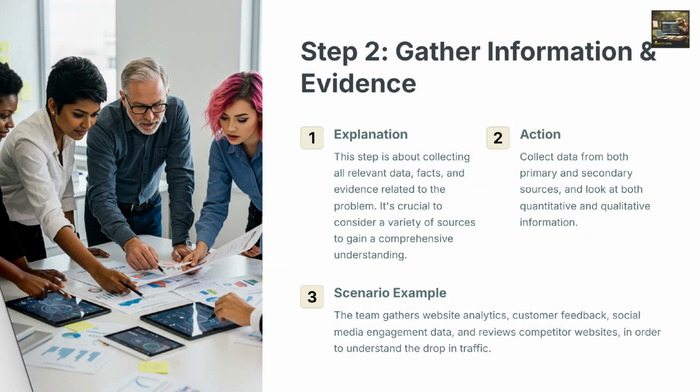upon. Step 2 is all about gathering information and evidence. At this stage, the goal is to collect all relevant data, facts, and insights related to the problem. A comprehensive understanding starts by looking at multiple sources of information. Action-wise, this means gathering data from both primary sources, like customer feedback, and secondary sources, like market trends or competitor analysis. It's important to consider both quantitative data, such as website metrics, and qualitative insights, like user experiences.